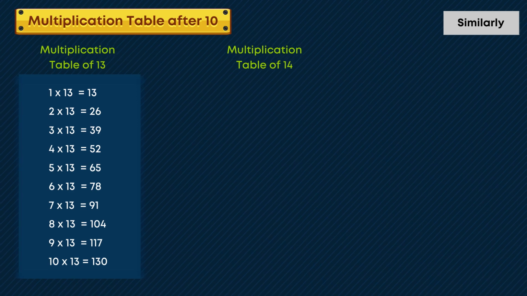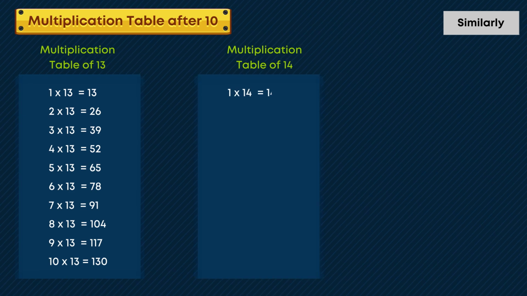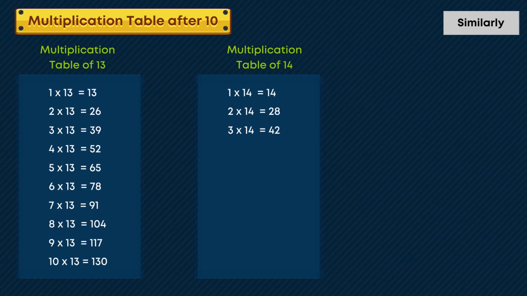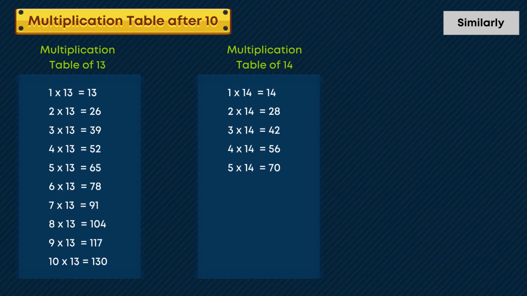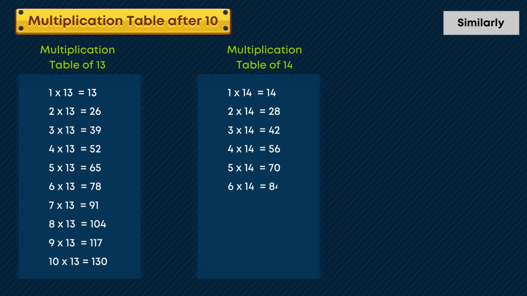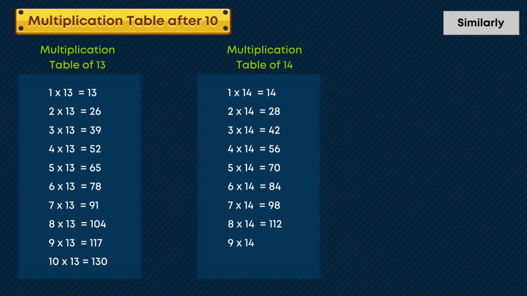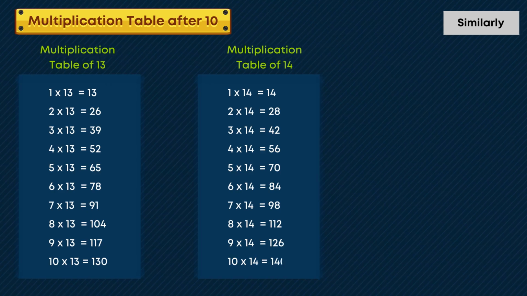Multiplication table of 14. 1 times 14 is equal to 14. 2 times 14 is equal to 28. 3 times 14 is equal to 42. 4 times 14 is equal to 56. 5 times 14 is equal to 70. 6 times 14 is equal to 84. 7 times 14 is equal to 98. 8 times 14 is equal to 112. 9 times 14 is equal to 126. 10 times 14 is equal to 140.